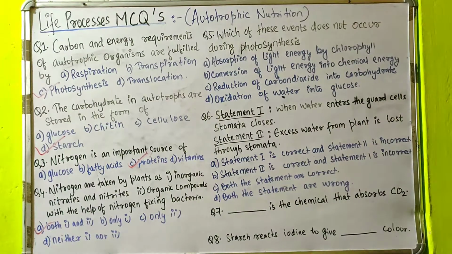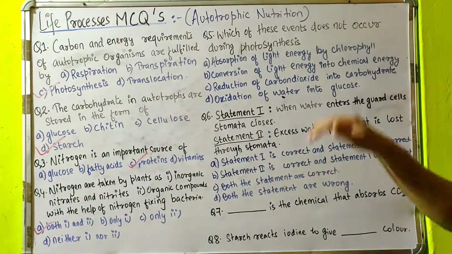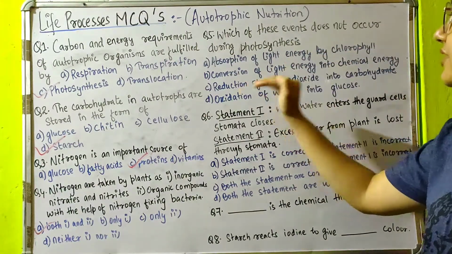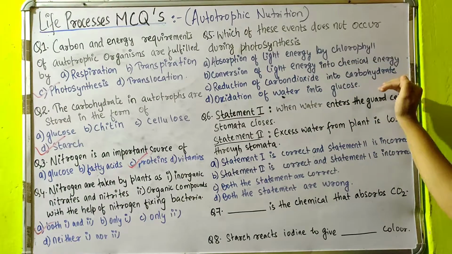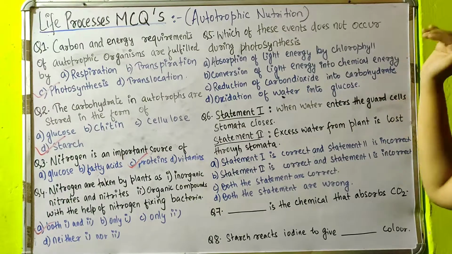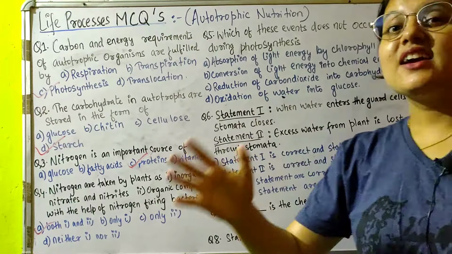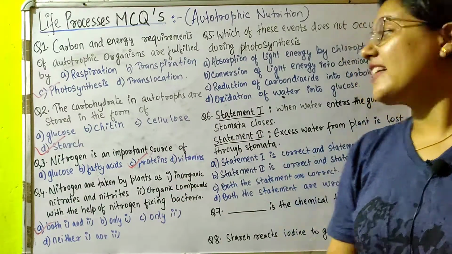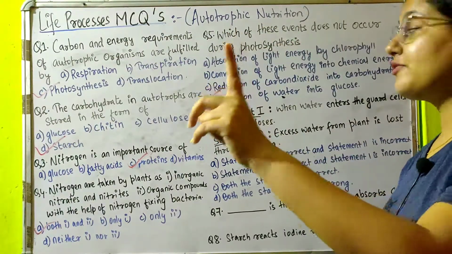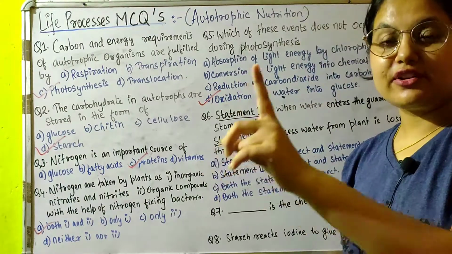Now coming to the next: which of these events does not occur during photosynthesis? You see, absorption of light energy by chlorophyll. Second is conversion of light energy into chemical energy. Third is reduction of carbon dioxide into carbohydrate. Fourth is oxidation of water into glucose. Which is the correct option, do you think, out here? That is option D, because you see, the first step for photosynthesis is absorption of light energy by chlorophyll.